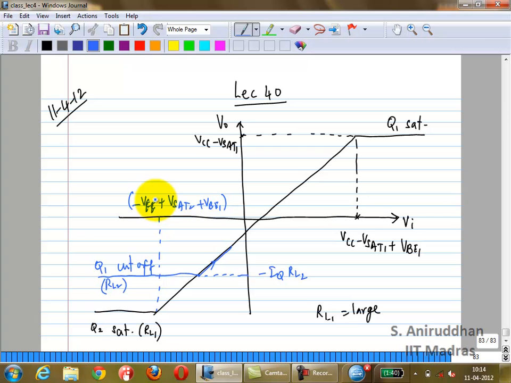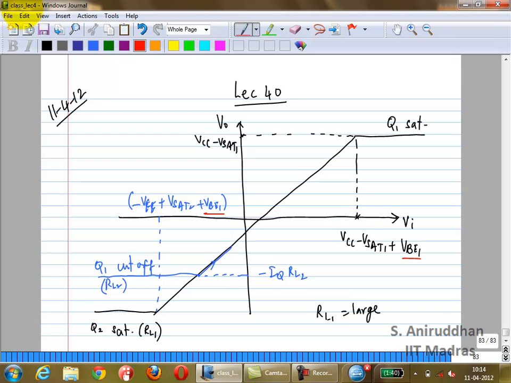Why does I out change? Because V out changes. As V out changes, I out changes, therefore IC1 changes, therefore VBE1 will change. So this VBE1 is not the same as this VBE1 because they are at different current levels. Just remember that.